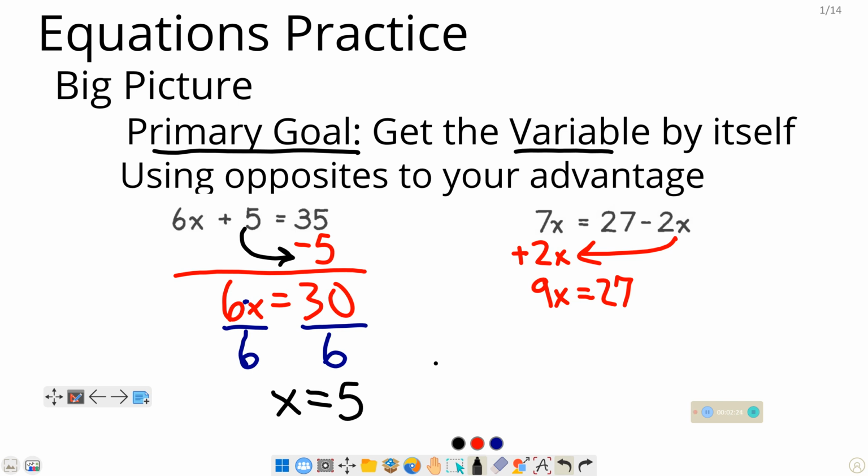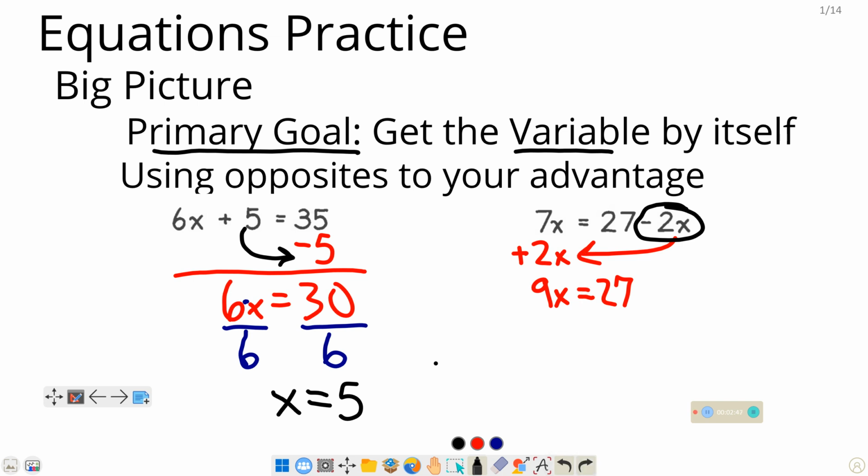Notice I have isolated the variable. I have the variable by itself. The number is on the other side. But you have to use opposites to your advantage. When you see a minus, you have to side-side flip and use addition to get it to the other side of the equal sign.